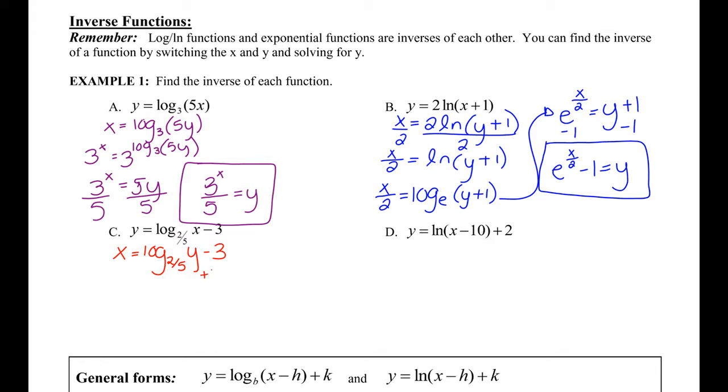Then we're going to add 3 to both sides in order to get the log by itself. So x plus 3 is equal to log base 2 over 5 of y. And in order to get rid of the log on the right side, we're going to take both sides to base of 2 over 5. So we get 2 over 5 raised to the power of x plus 3 equals y.